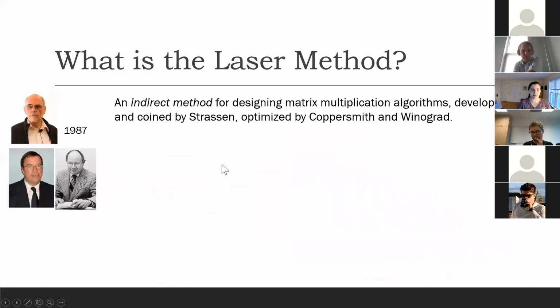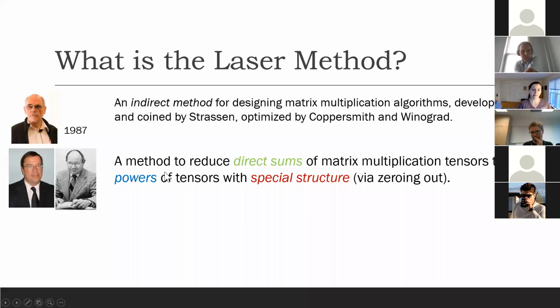All right, so here's again the laser method. It's actually a method to reduce direct sums, which I have to define, of matrix multiplication tensors, to powers of tensors via zeroing out. And these tensors have to have special structure. So it's a very special way to zero out things. I'm going to define all these things: the direct sums, the powers, and the special structure.